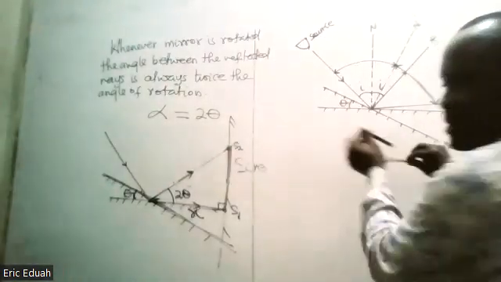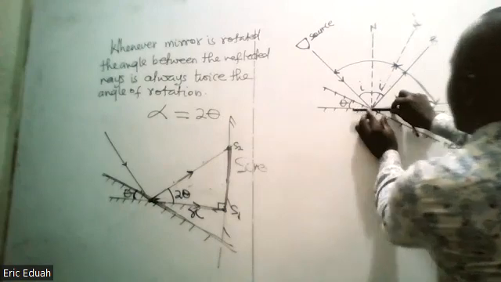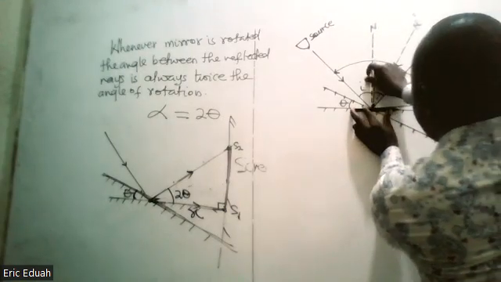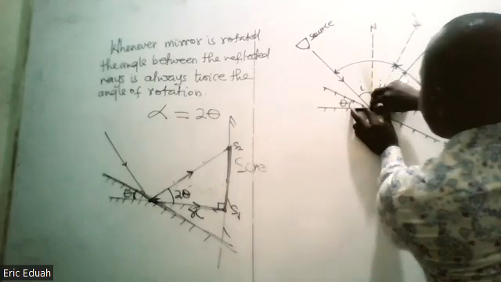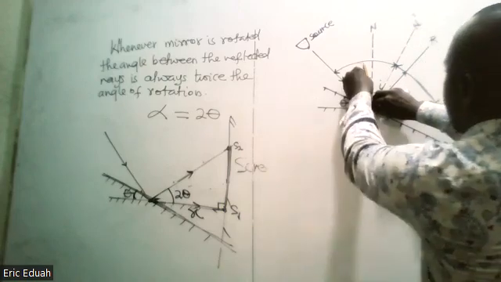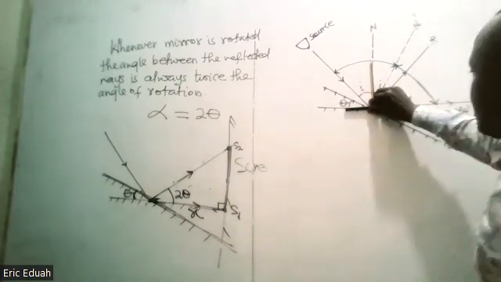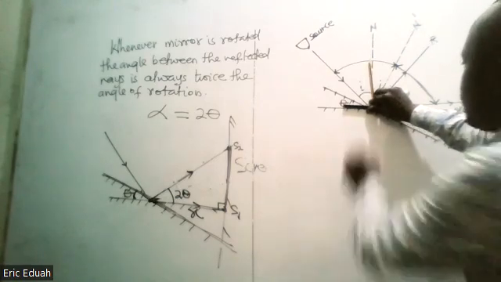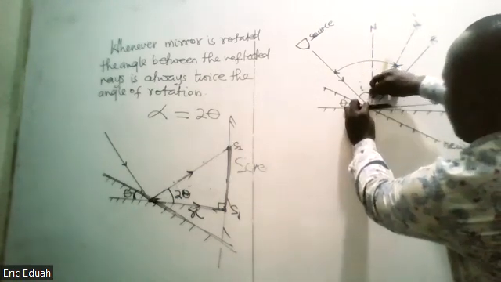I have this. This is the old position of the mirror. The pencil represents its normal. Okay. I'm rotating the mirror, and look at what will happen to the normal.